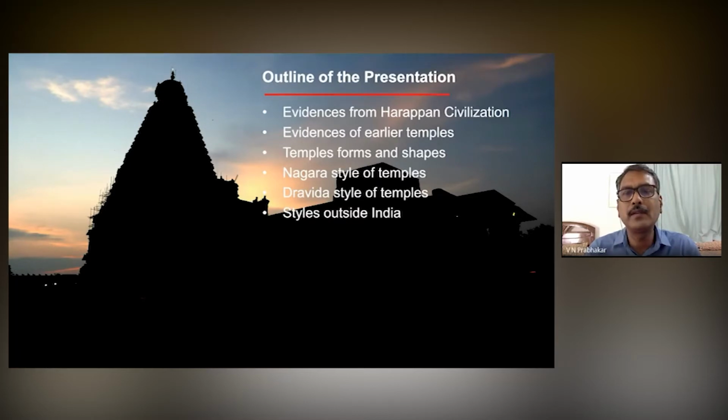Then we will move on to some of the earliest examples of structural temples which we find in the Indian context. Then the temple forms and shapes. What are the various forms and shapes? What are the classifications the archaeologists and architectural historians use to classify the temples to understand them in a better manner? Under this classification, we have broadly the Nagara and the Dravida styles of temples. We will look into that briefly, and some of the examples and some of the styles outside India, how the Indian architectural style along with the religion influenced structural temples outside India. We will be briefly looking into that also.